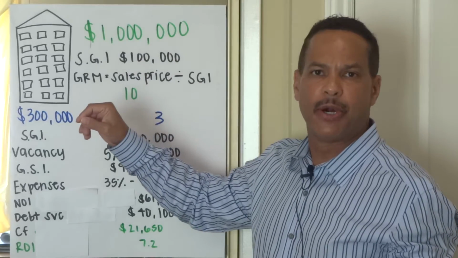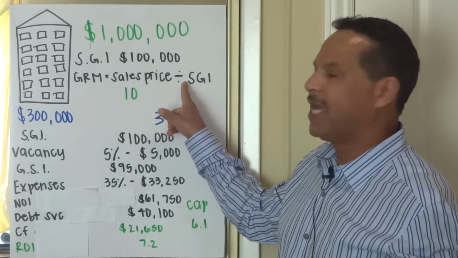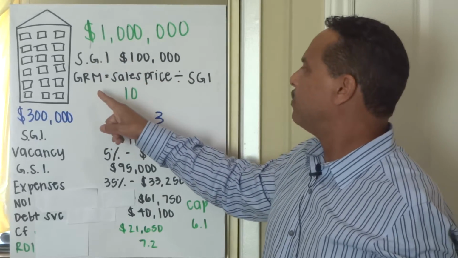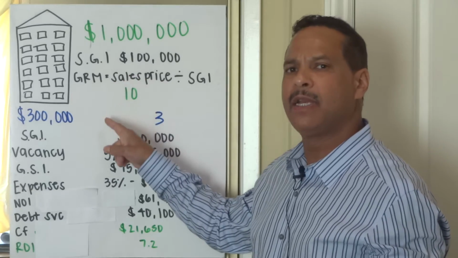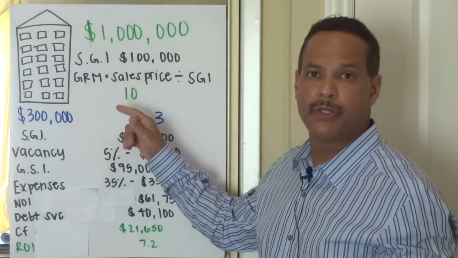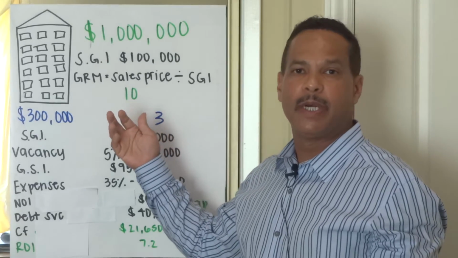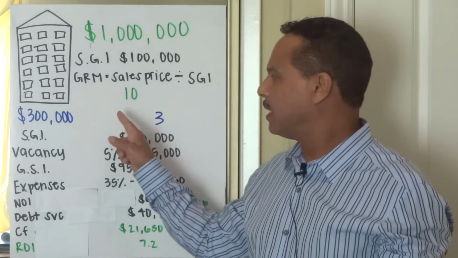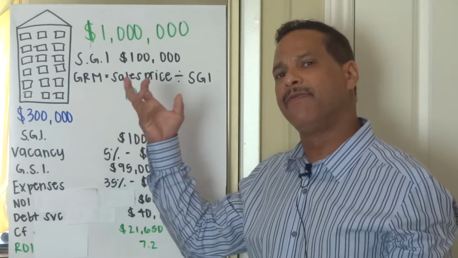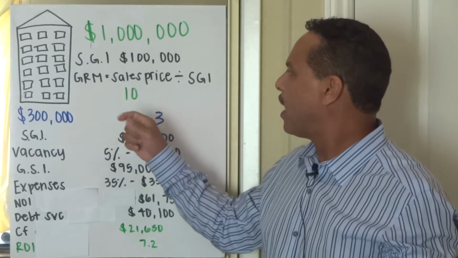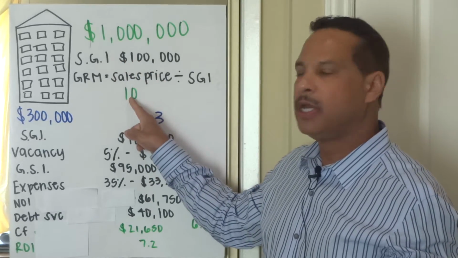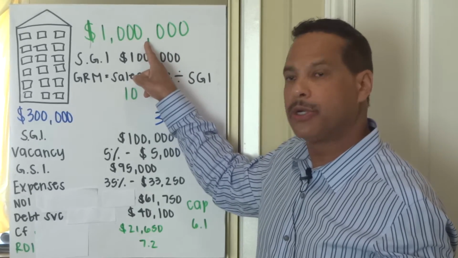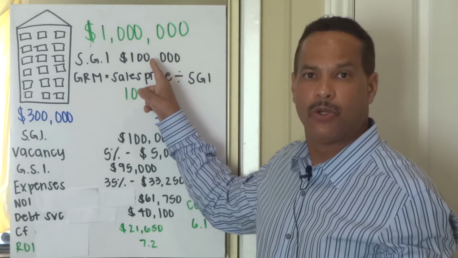The formula for the GRM is sales price divided by SGI, which is scheduled gross income. When you calculate that, in this case you have a GRM of 10. So what does that mean? What it means is this is the number of years it takes to get the investor's money back. At $100,000, it takes 10 years to earn back the $1 million based on $100,000 of annual income.